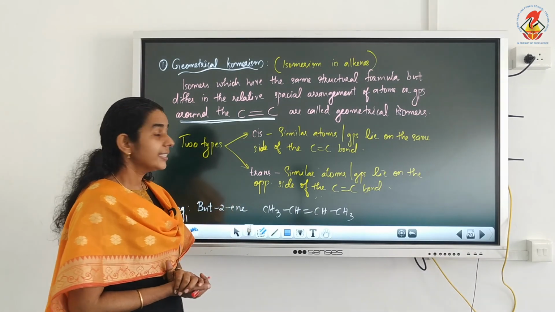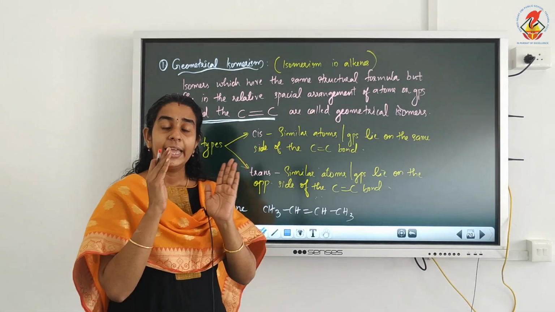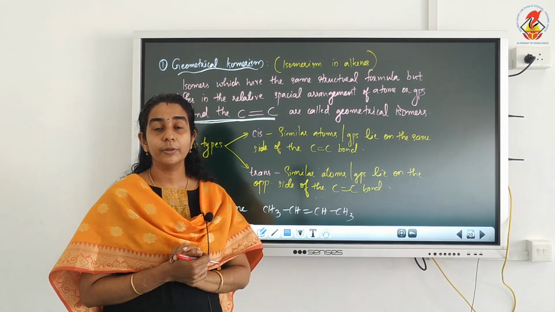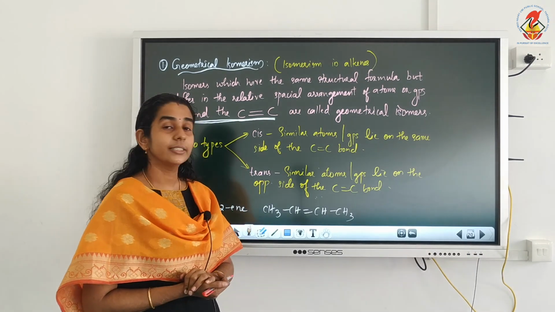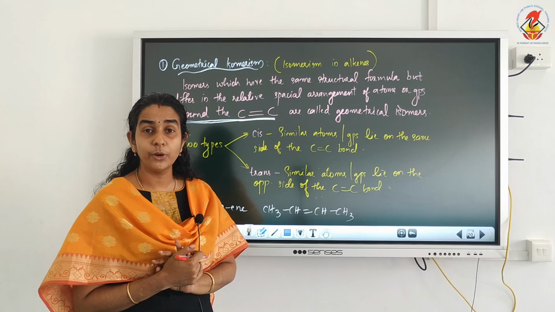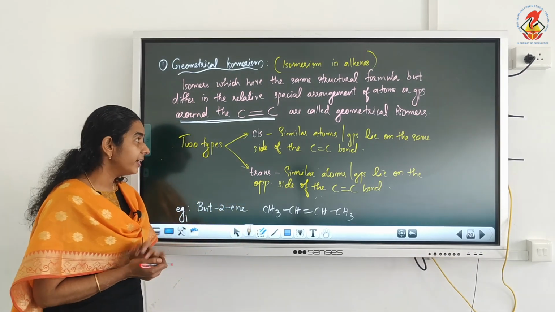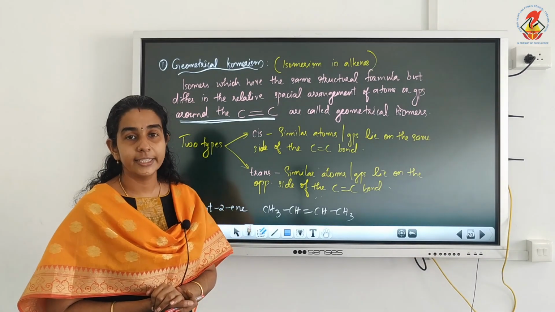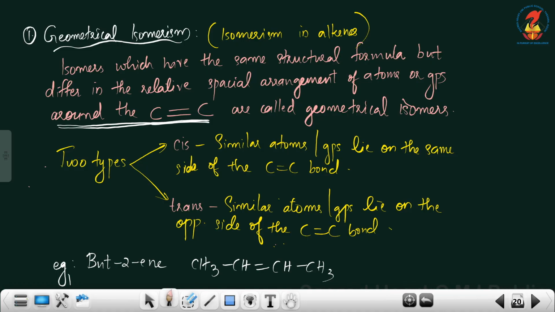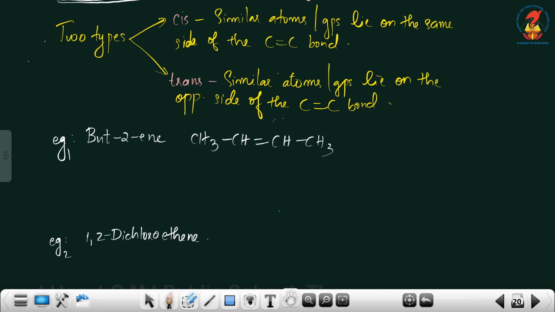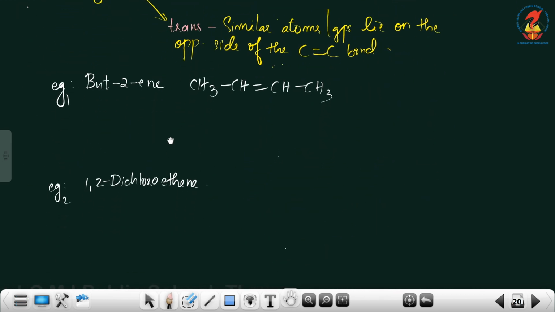Cis isomers means, if the similar groups or similar atoms lie on the same side of the double bonded carbons, it will be called a cis isomer. But in the case of a trans isomer, the similar groups or atoms lie on the opposite side of the double bonded carbons. Now we will see one example to draw the cis and trans isomers.